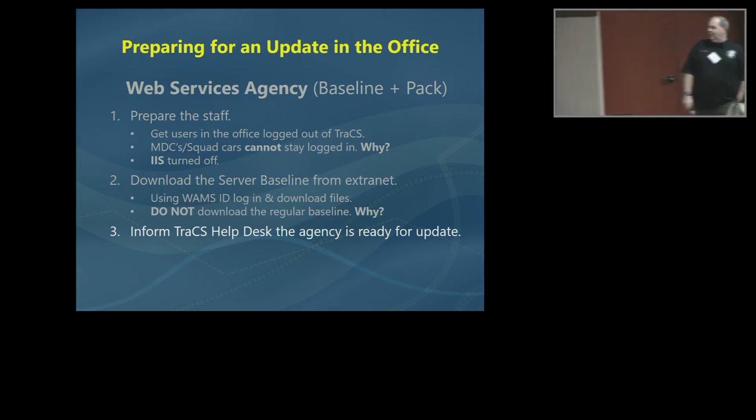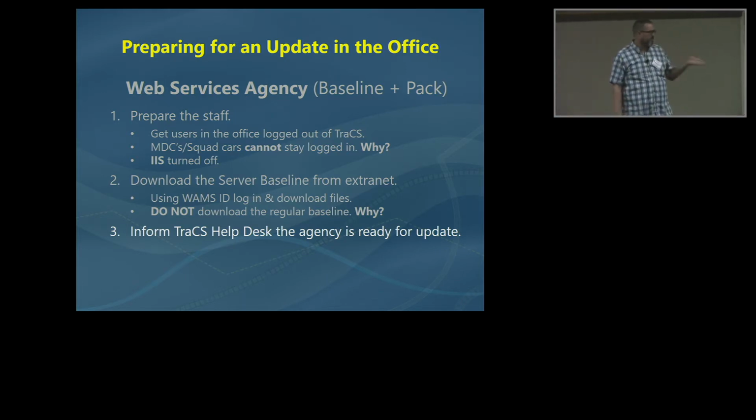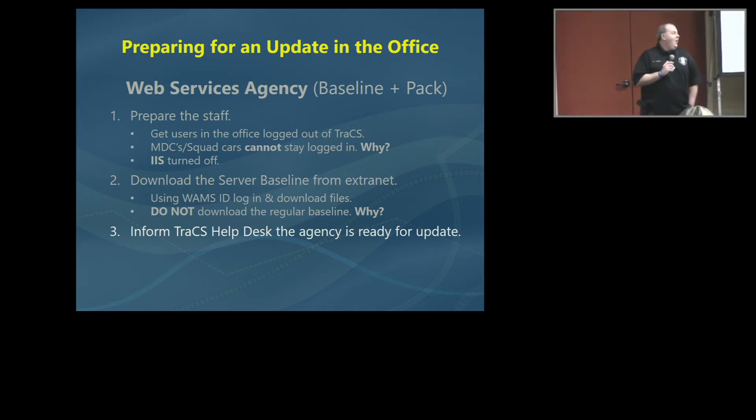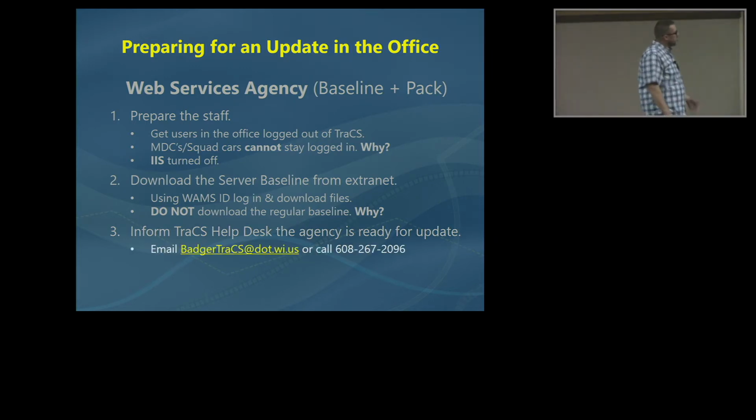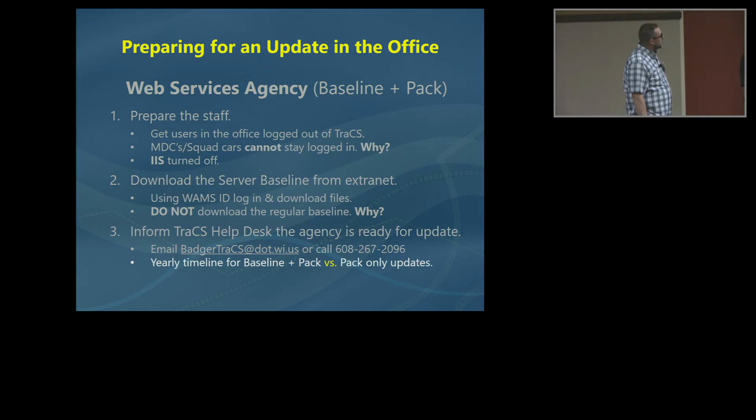So a lot of other agencies have test environments. The bigger agencies, Milwaukee, State Patrol, they got a test environment that they launch this update on first, do their own testing, and then they ask us to update the production side. So we generally wait for them to find the errors, and then we hold off a little bit on the update usually because of the fact that we don't have that test environment. But we do this because, like I said, we don't want to give you the bad baseline. You guys email us, and then we get you loaded up after you've let us know you're ready to go. And you can do that by emailing Badger TraCS or calling the help desk number.